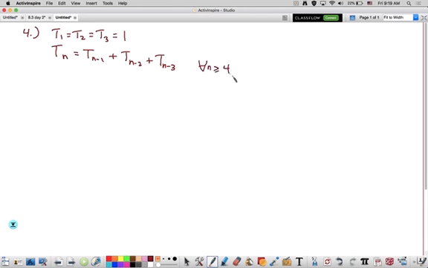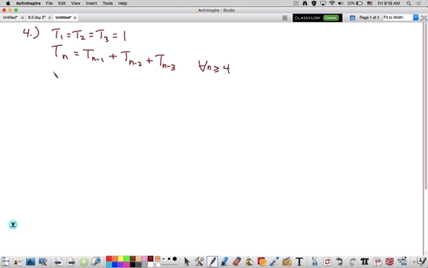Let's start with the last one, because that one's fresh in my head after we talked about it. Fibonacci sequence. Never heard of that, right? That's something new. Let's see. Number 4. T1 equals T2 equals T3 equals 1. And then they give you a rule that says Tn is equal to T sub n minus 1 plus T sub n minus 2 plus T sub n minus 3 for all n greater than or equal to 4.